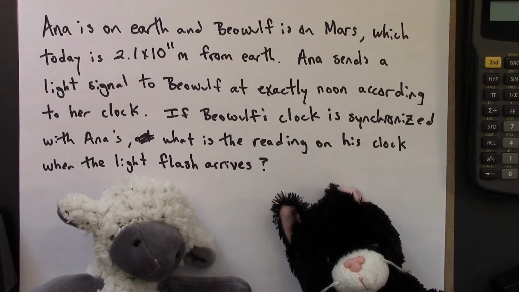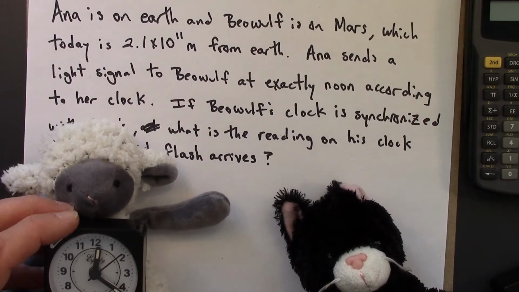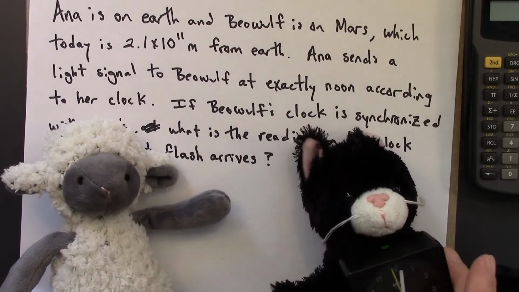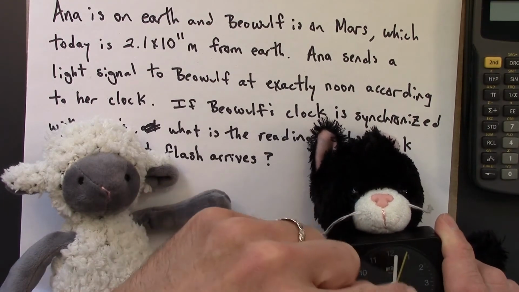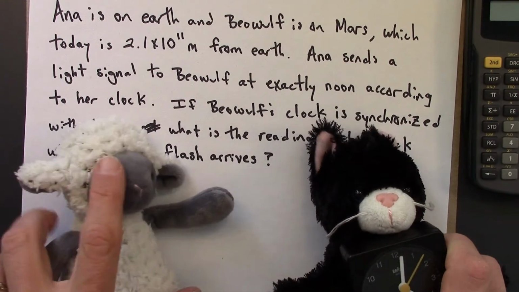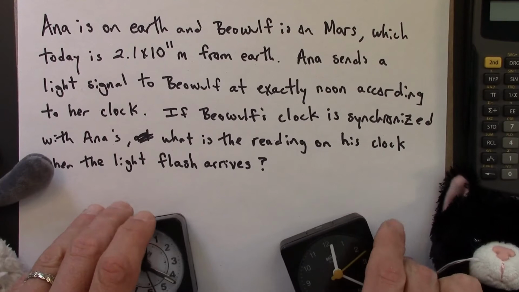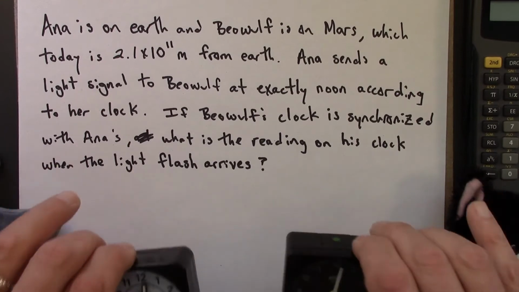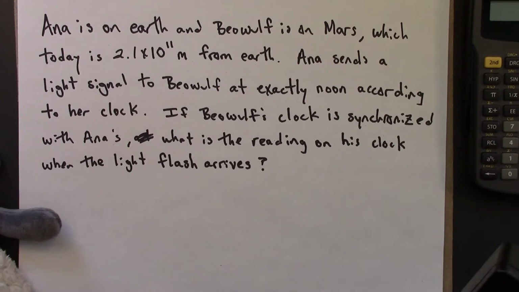So Anna sends a light signal to Beowulf, and she sends that light signal at exactly noon, according to her clock. And it arrives a little while later on Mars. And Beowulf, who also has a clock, a different clock from Anna, measures the time of arrival of that light flash. What we want to know is, if Beowulf's clock is correctly synchronized with Anna's, what is the reading on his clock when the light flash arrives? If the clocks are synchronized, they should measure the speed of light to be the speed of light. So we'll use that to figure out the time of arrival for the light flash for Beowulf.